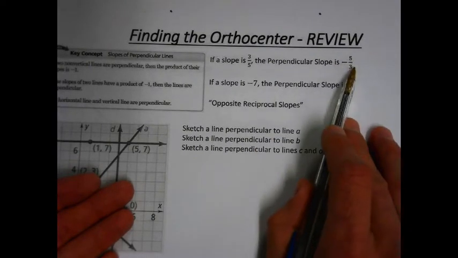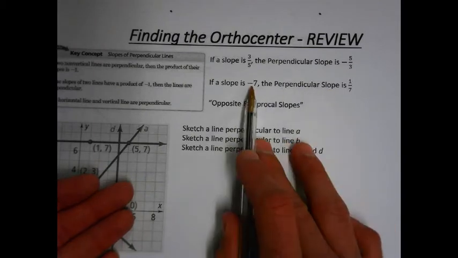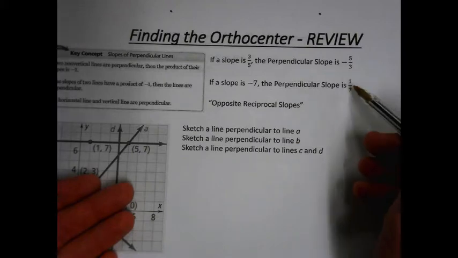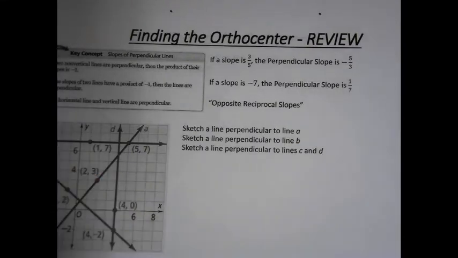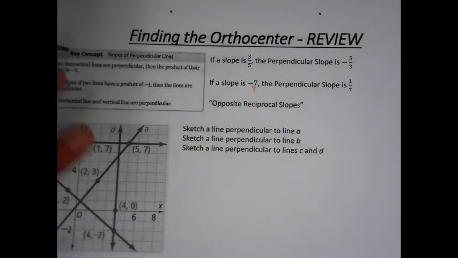If the slope is -7, then the perpendicular slope, the opposite reciprocal, is going to be positive. What is the reciprocal of 7? 1/7. Because remember, 7 is the same thing as 7/1. So the perpendicular slope, the reciprocal, is 1/7. So that's review. You've got to remember that from algebra.